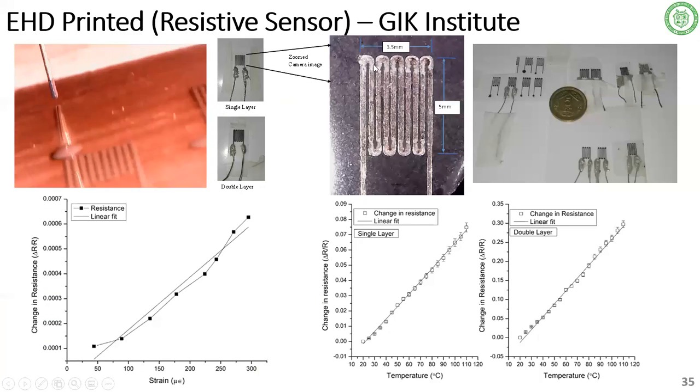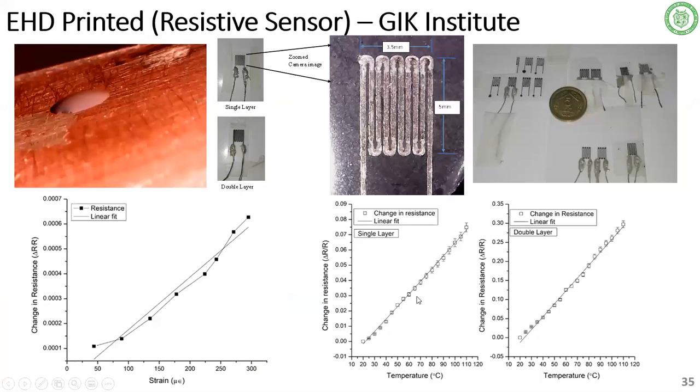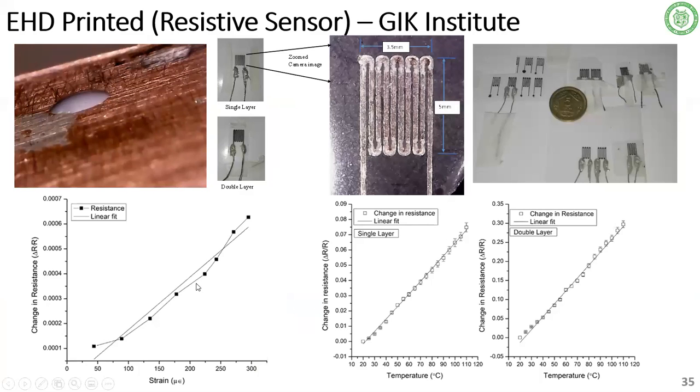These are resistive sensors printed through EHD printing at GIK Institute, and we did some characterization. We monitored temperature and strain as well. This is a resistive sensor on different types of paper, as well as on a plastic substrate.